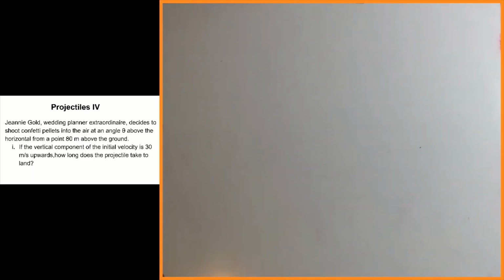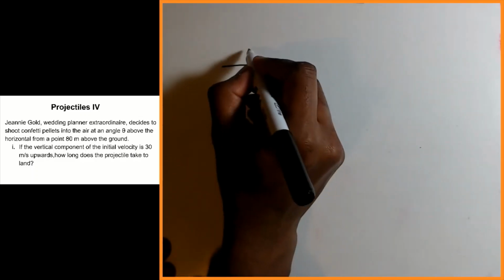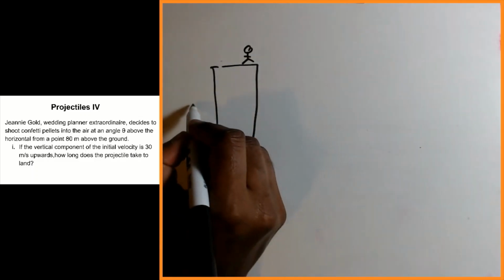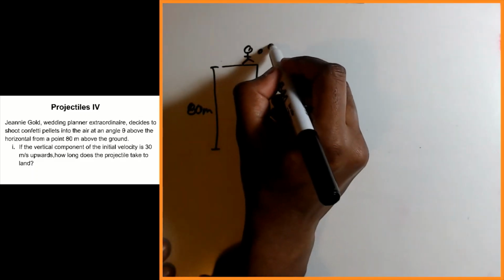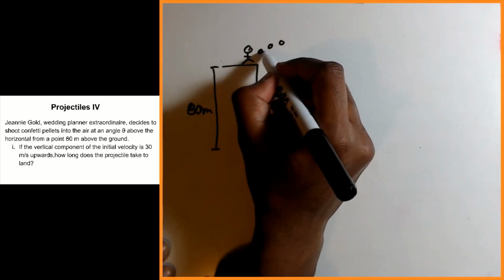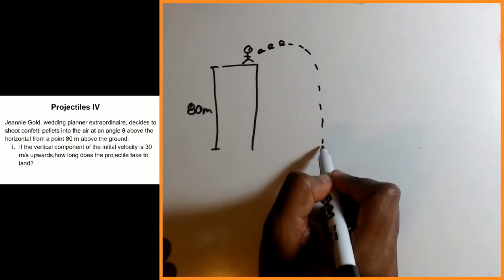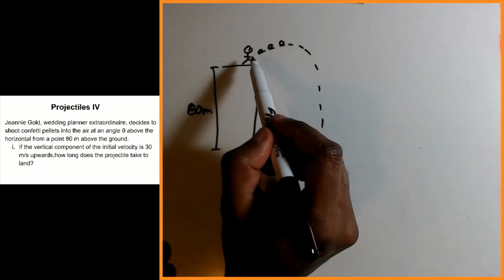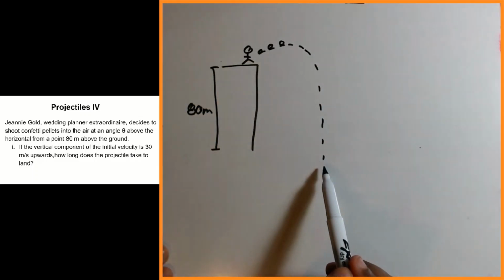So we can start off by drawing a diagram of what's happening. If this is a platform where she's standing, and that is 80 meters above the ground, and these are her pellets that she's shooting, and let's say they follow a trajectory like this. What we want to do is find the total time from when the pellets leave her hand all the way to when they hit the ground.